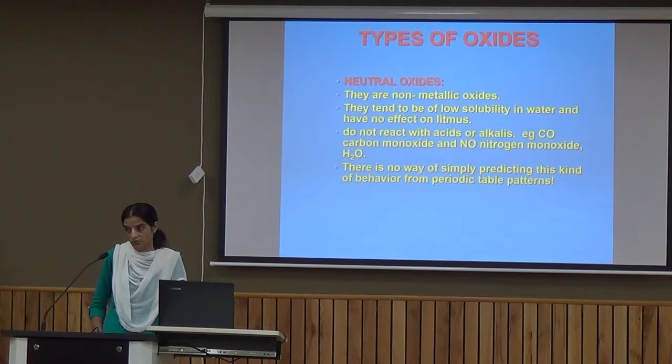Then another type of oxide is neutral oxides. They are again non-metallic oxides. A few non-metallic oxides are neutral in nature. They have comparatively low solubility in water and do not affect litmus. They do not react with acids or alkalis. Examples in this category are CO, that is carbon monoxide, NO, that is nitrogen monoxide, and water.